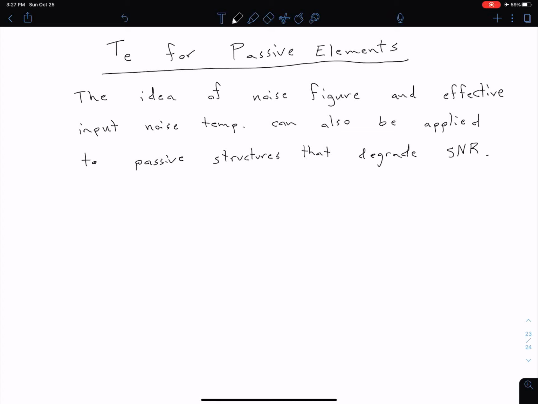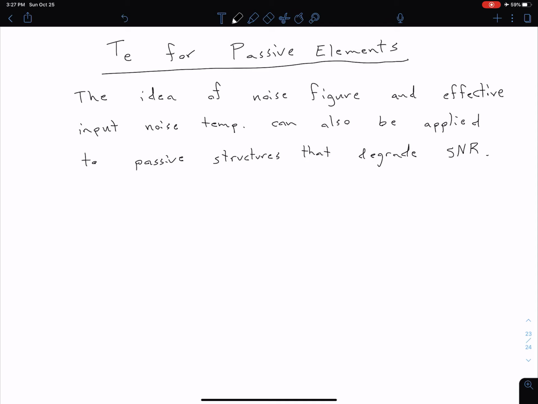Up to this point, we've talked about our noise figure and our effective input temperature for active components, for amplifiers, but this idea can also be extended to passive components. And so the reason that's going to be important is that our passive components can also degrade our signal to noise ratio. The most common example would be if we think about just simple cabling.